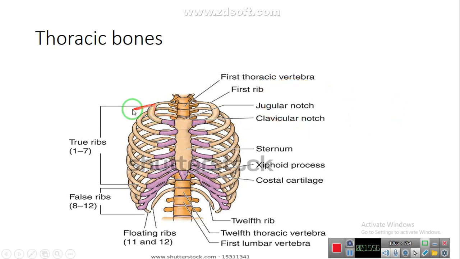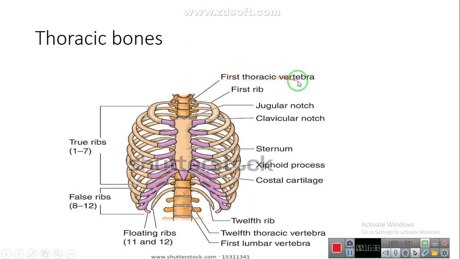Here you all can see the true ribs which are attached to the sternum directly, 1 to 7, and then 8 to 12, 5 pairs that are attached to the sternum indirectly through this costal cartilage, purple part. Costal cartilages, and these are the 11 and 12 number or 2 pairs of the floating ribs that are not attached to the sternum.